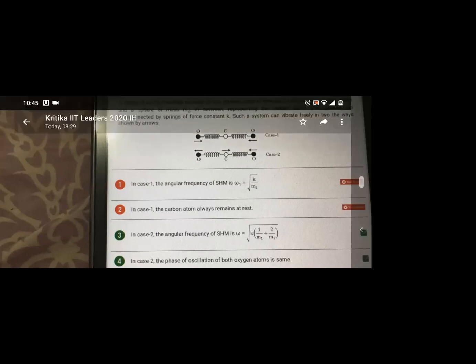So the model of CO2 is made of two spheres of M1, which is oxygen, and M2, which is carbon, vibrating freely in two ways shown by the arrow. In case one, the angular frequency is this much. And in case one, the carbon atom always remains at rest. But it's not necessary, no? Case one, it may remain at rest always, because only if the speed of the two oxygen molecules is the same will the carbon atom remain at rest.